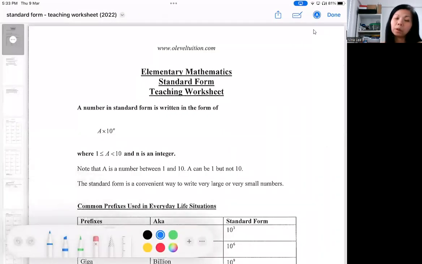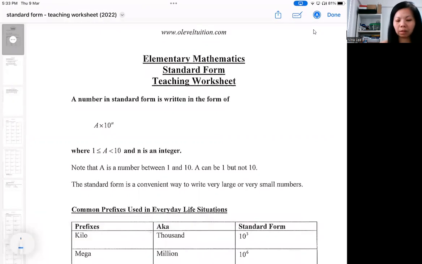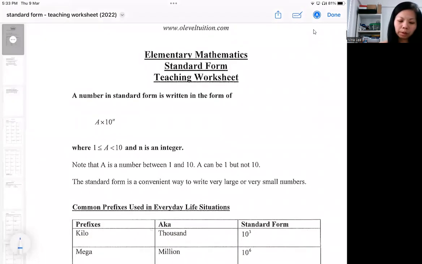In this topic, for standard form, we learn to write numbers in standard form. So exactly what is standard form and why do we want to write numbers in standard form? Let me introduce you to the format of standard form first. Standard form looks like this. I enlarge it to explain the components to you.